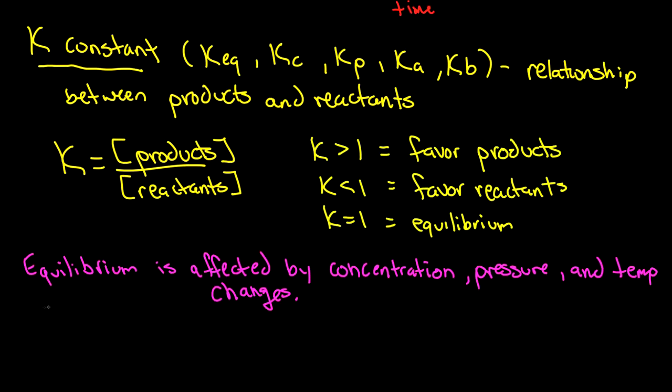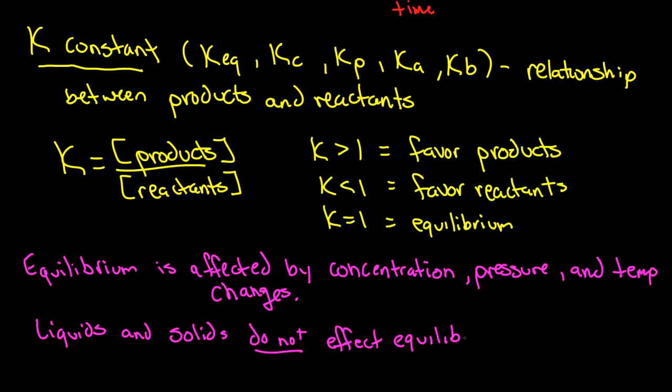Also worth noting, equilibrium is not affected by liquids and solids. So if your chemical species are in a liquid or solid form, it's going to be left out completely. So liquids and solids do not affect equilibrium. So if you see a liquid or a solid in your reaction, ignore it completely, take it out. It is not a part of the problem.